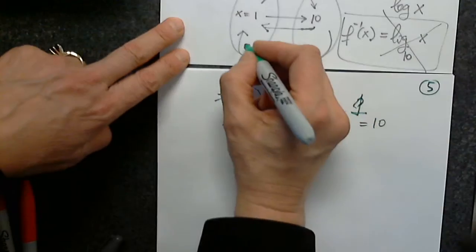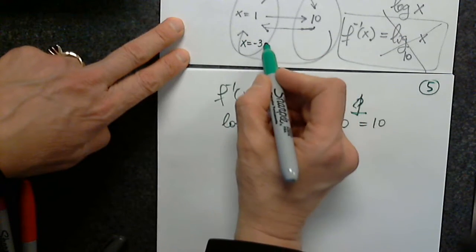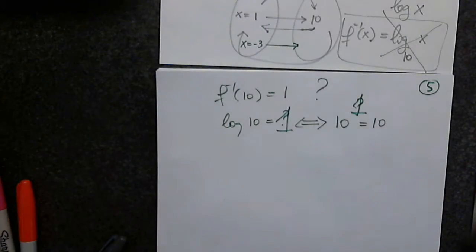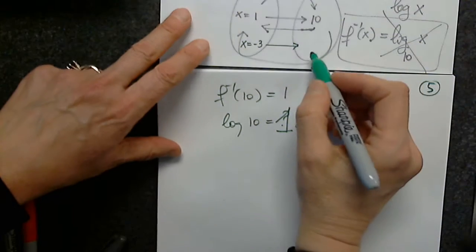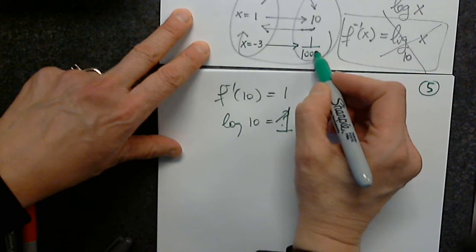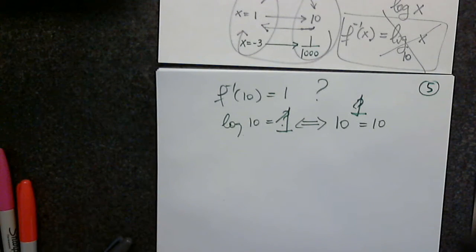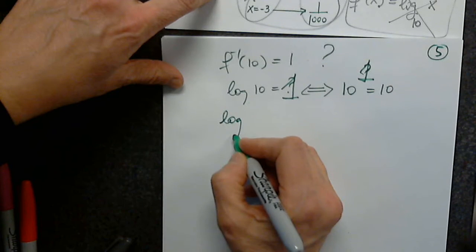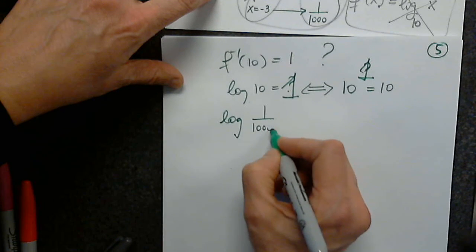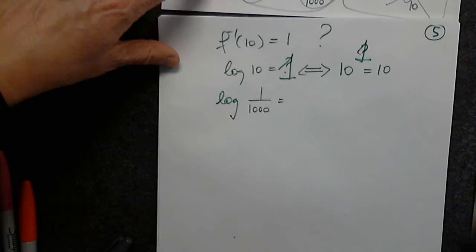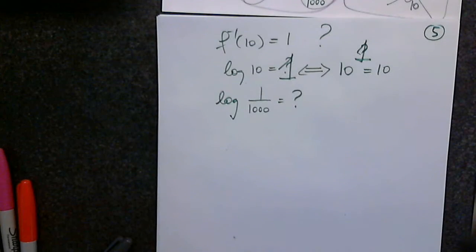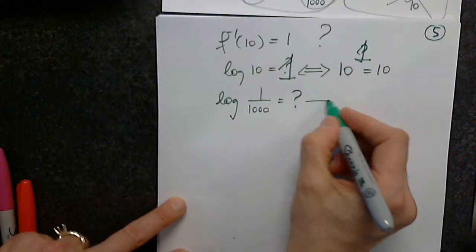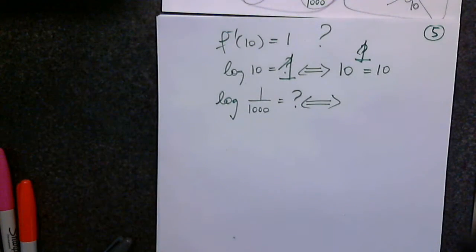Okay, let's choose another number. Let's say x equals negative 3. For this function, 10 to the x, I have 10 to negative 3, which is 1 over 1,000. Do you agree? Correct? Yeah. So now the question is, how much is log of 1 over 1,000? And I'll say to you, I have no clue. I don't know how to solve this log equation. It's too difficult for me. But I know that I can convert it into an exponential one.